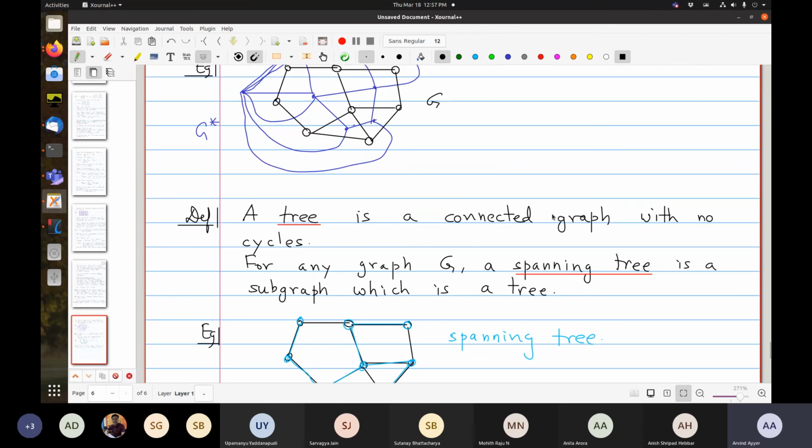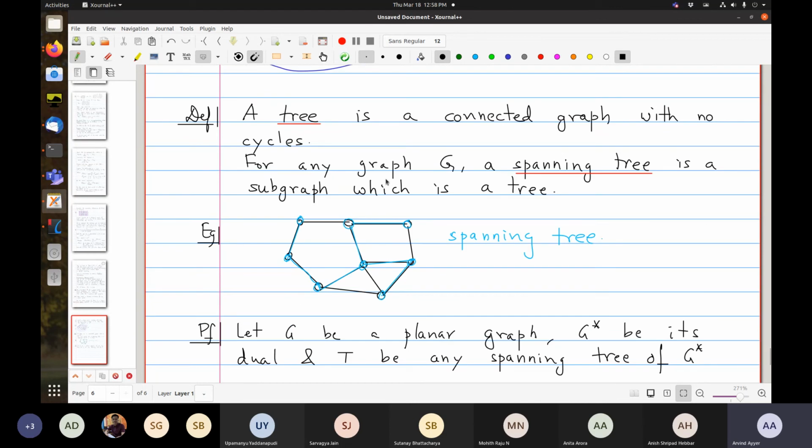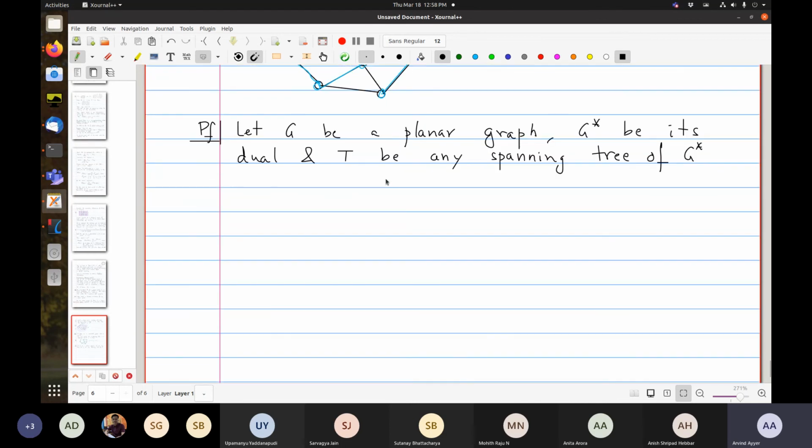So when I say spanning tree, I mean it should not contain any cycle. In particular, I can't choose two parallel edges because they will form a cycle also. So even though this is not a simple graph, the notion of spanning tree makes perfect sense. So that should not bother you.